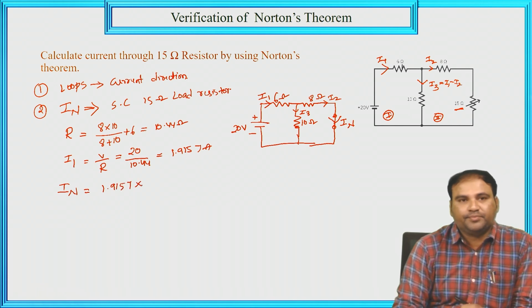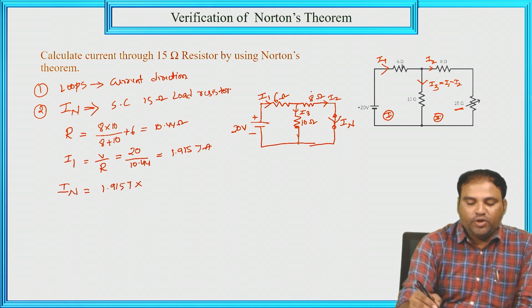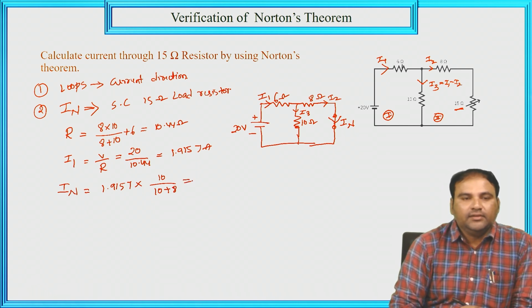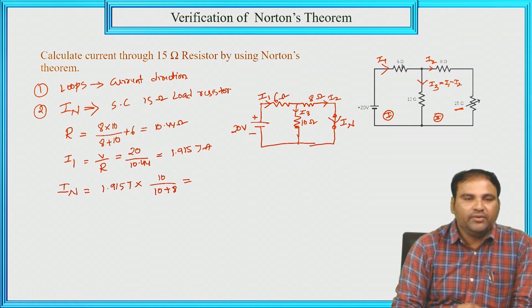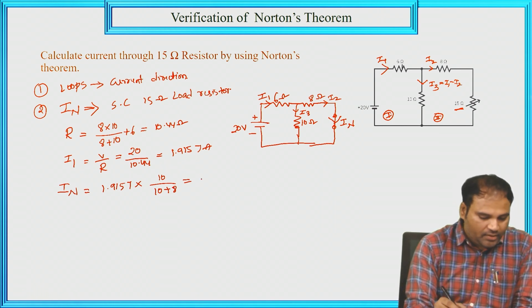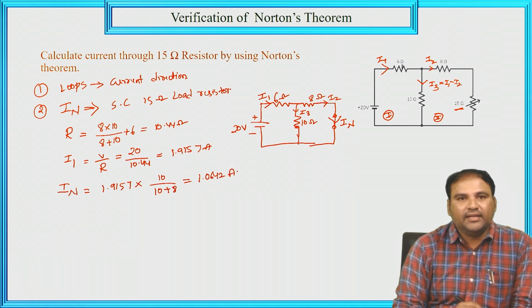1.9157 into, so the 8 ohm opposite element is the 10 ohm resistor. So 10 divided by 10 plus 8. Here is the equation. So Norton's current IN is equal to the total current 1.9157 into 10 divided by 10 plus 8. And now by calculating the given equation, we will get the IN value. So IN is equal to 1.0642 amperes, the Norton's current.